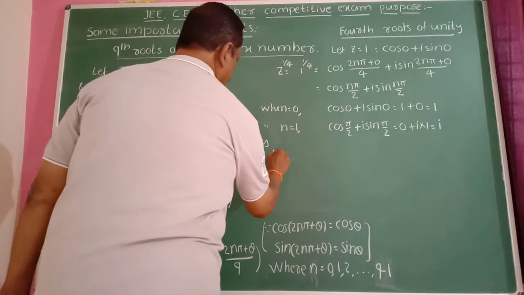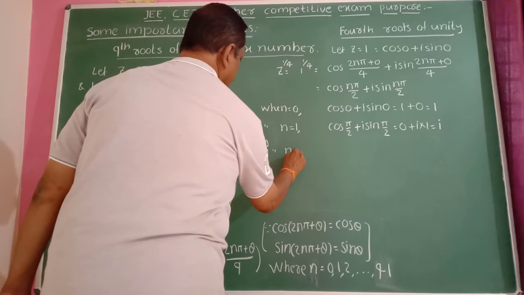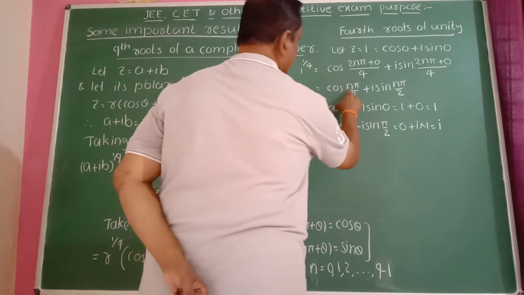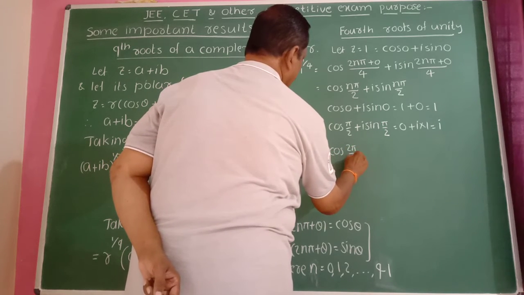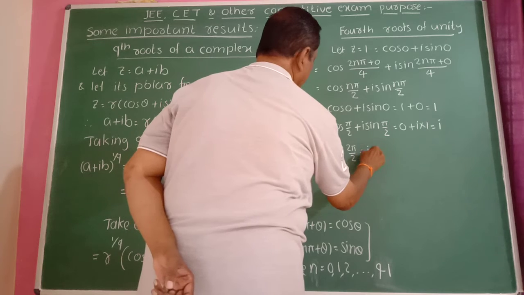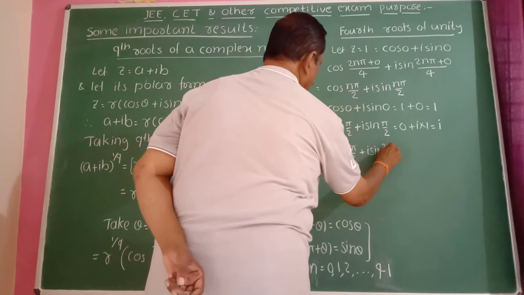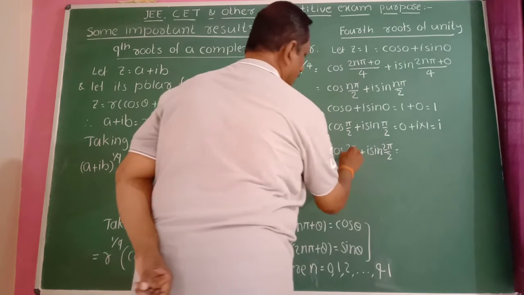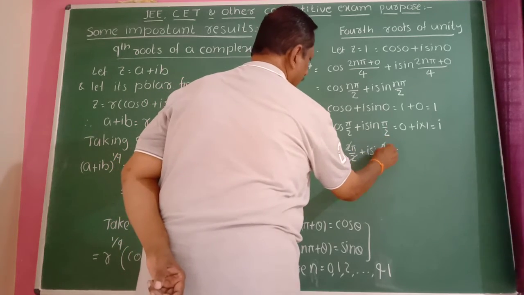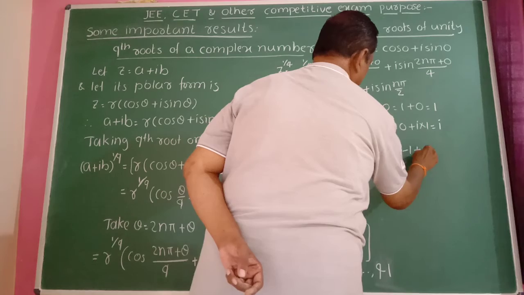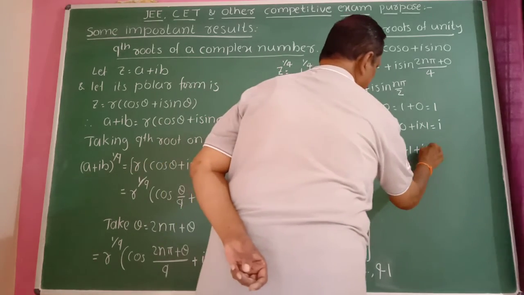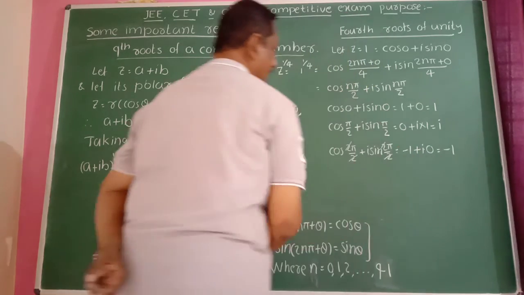Put n equal to 2. So cos of 2π divided by 2 plus i sin of 2π divided by 2. The 2 cancels here. You know cos π value is minus 1, and i into sin π value is 0, so it is equal to minus 1.